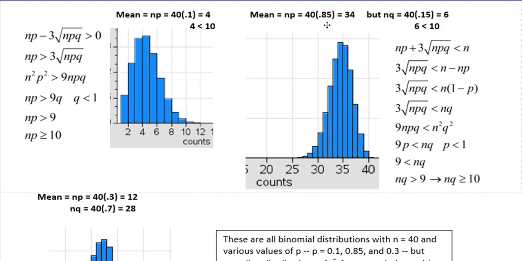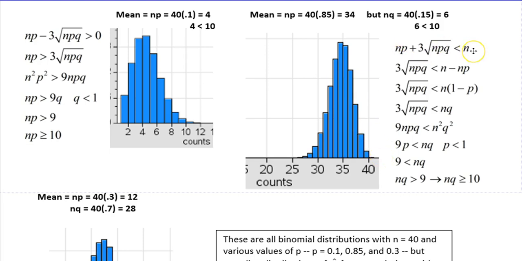Okay, now if we look at something that is skewed to the left and has a high p-value for the population, 40 times 0.85 is 34. That's bigger than 10. But if we look at the opposite, 1 minus p, or the q, the probability of failure, 40 times 0.15 is 6, and that's less than 10. Because what we're concerned with is not the left-hand tail, but that the right-hand tail doesn't go out far enough here.